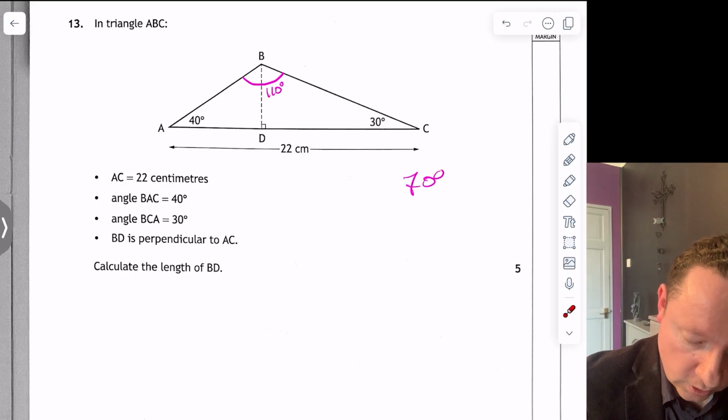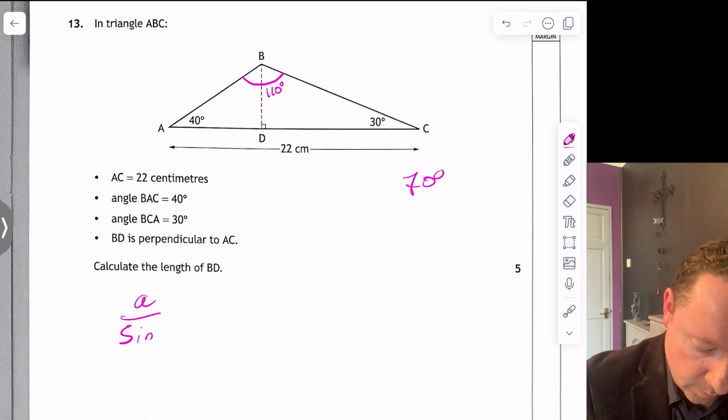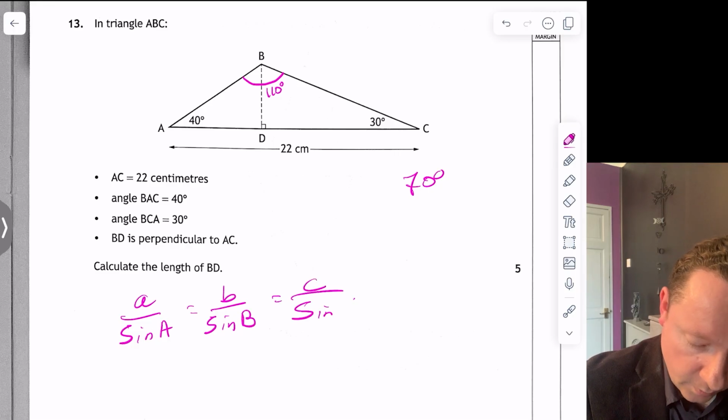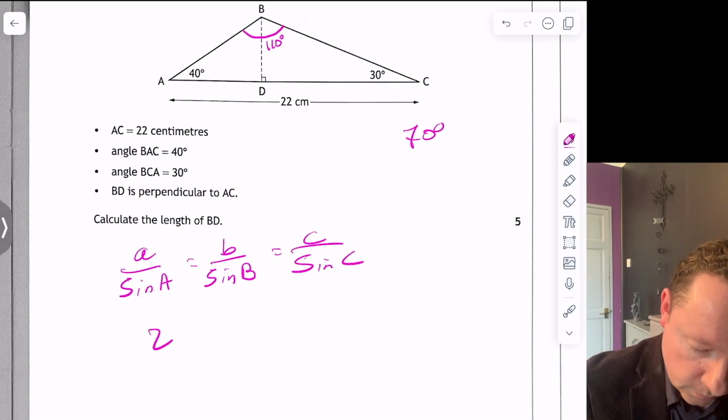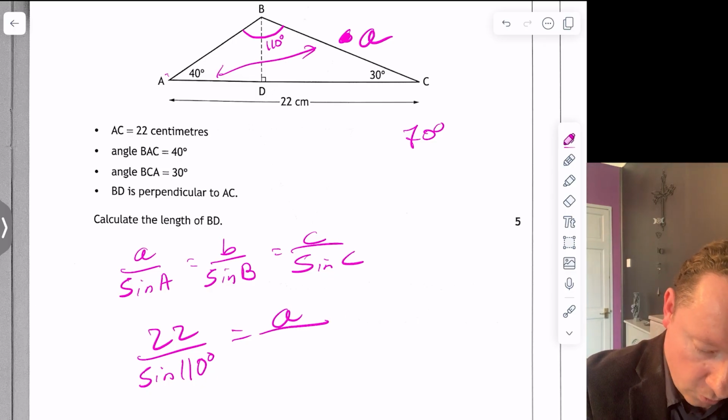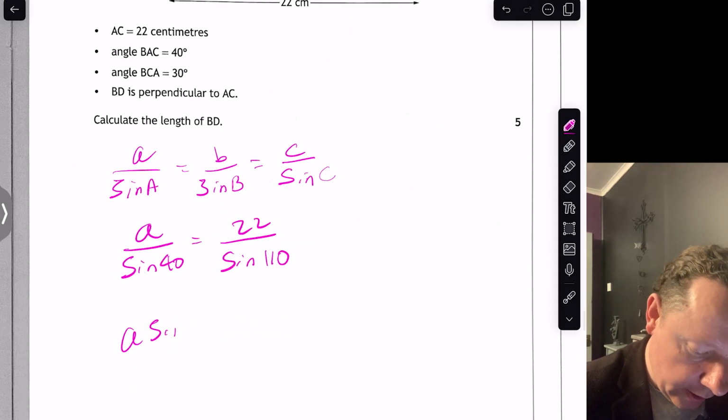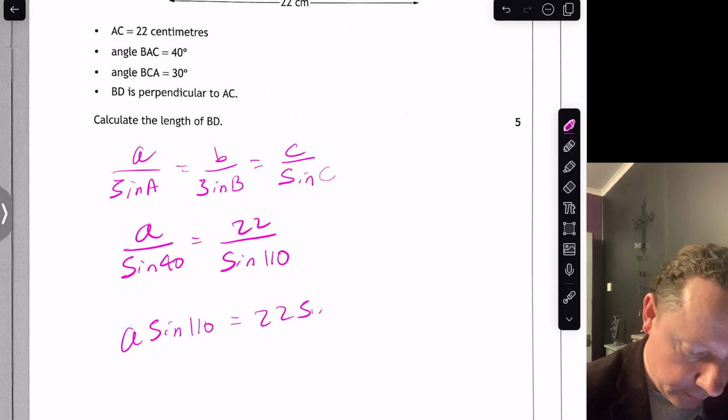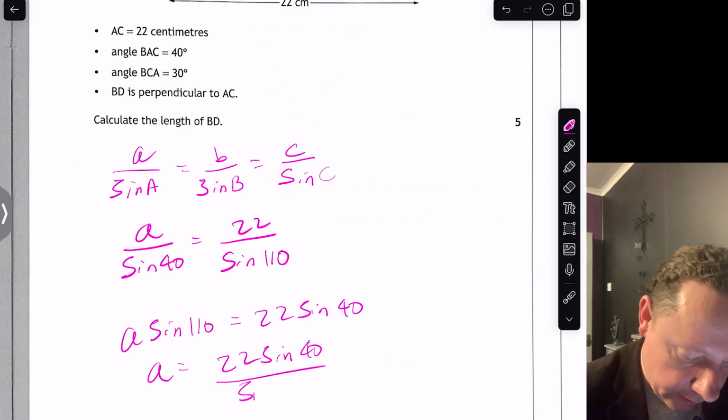So we have, start exam paper, A over sine A is B over sine B is C over sine C. That's just to remind you, but I think about opposites. So I've got the whole length 22 over sine 110 equals, and I'm just going to find this one. I'll call it A because it's opposite A, equals A over sine 40. So we can rearrange that. A sine 110 equals 22 sine 40. So A is 22 sine 40 over sine 110.